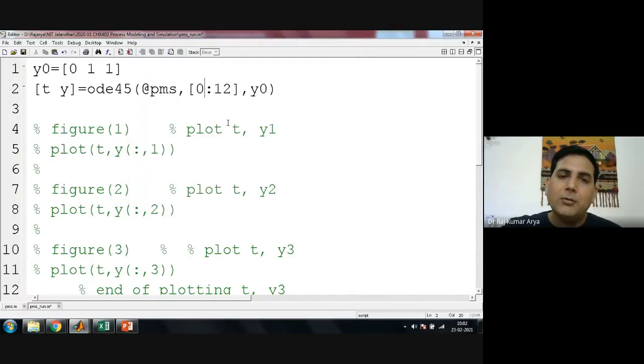Now, if I just remove this, I don't want it. I just want to solve it from 0 to 12 only. In that case, MATLAB will choose its own interval based on its own wisdom. Sometimes it takes a smaller interval size, sometimes a larger one. And let's see what will come now.